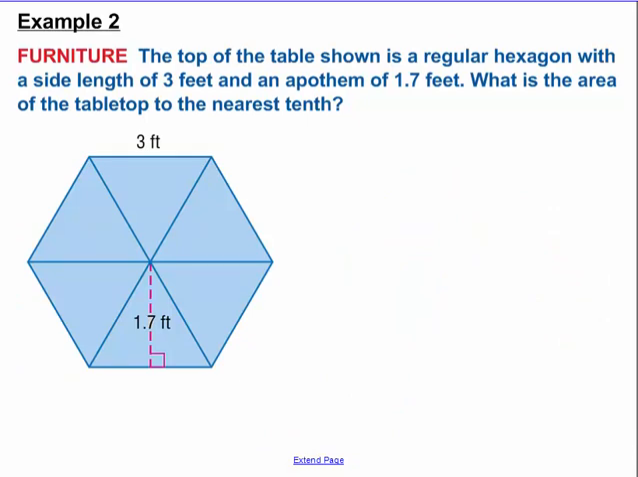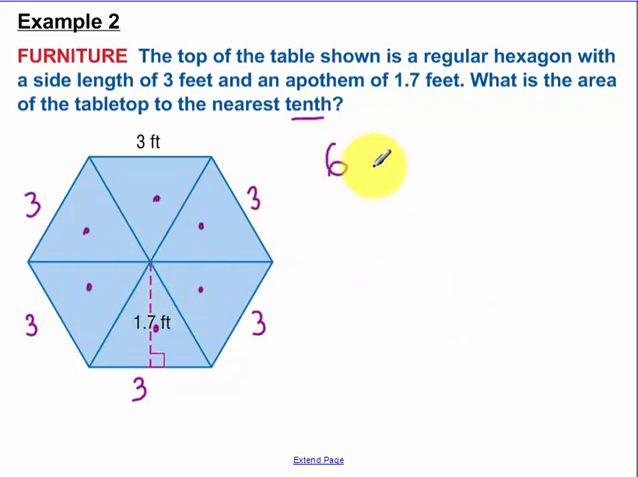Okay, one of our main goals in this section is to find the area of these regular polygons. So the tabletop is shown of a regular hexagon with a side length of 3. So it's a regular polygon, so each one of these side lengths is 3. And our apothem is 1.7 feet. What is the area of the tabletop to the nearest tenth? So each one of these is a triangle. Triangle, triangle, triangle, triangle, triangle, triangle. All of those are congruent.